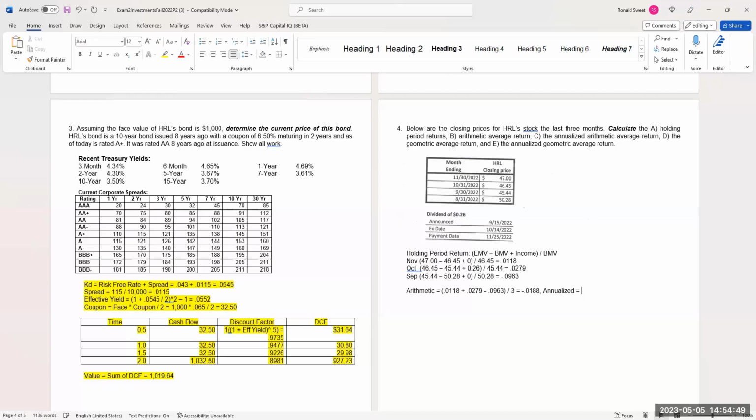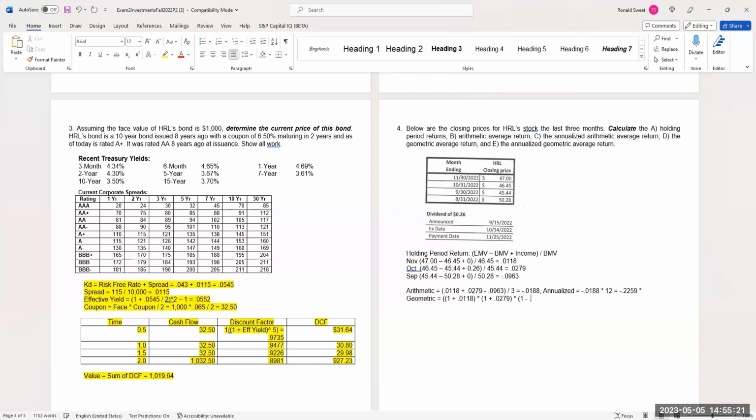Annualized, it's going to equal minus 0.0188, and remember, to annualize arithmetic, you just multiply by 12. And that gives you minus 0.2259. You can put a little footnote there if you want to. We'll talk about that later. Then the geometric average, a little bit more complicated, but you take 1 plus 0.0118. See how I'm doing the parentheses? Be real careful with the parentheses. 1 plus 0.0279.